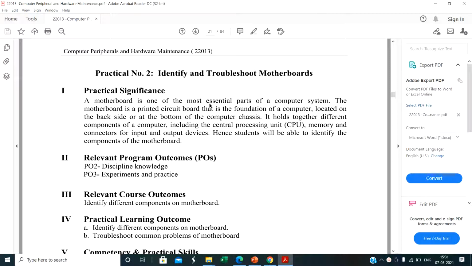The motherboard is a printed circuit board that is the foundation of the computer and is located on the base side, or the bottom, of the computer chassis. It holds the different components of the computer, including the central processing unit, that is the CPU, then memory, and connectors for input and output devices. So after this practical, the student will be able to identify the components of the motherboard. This is the practical significance.